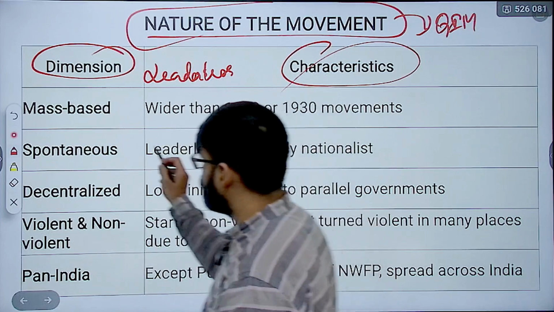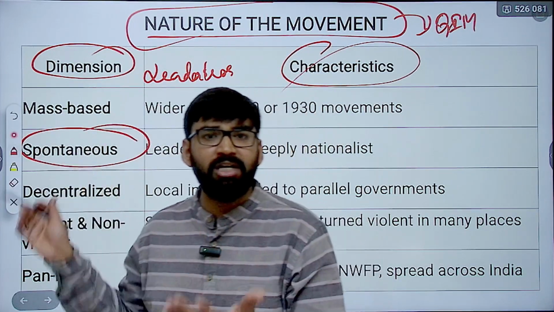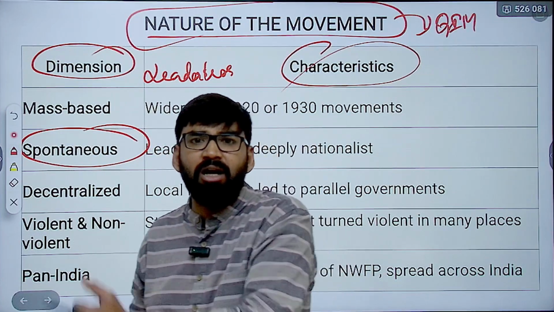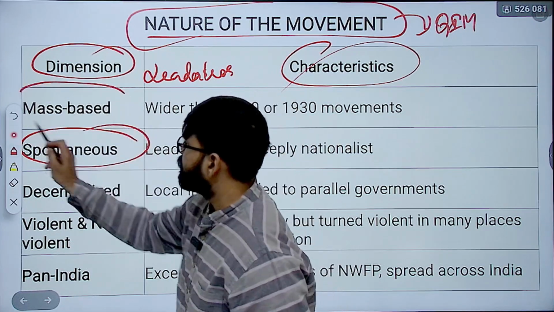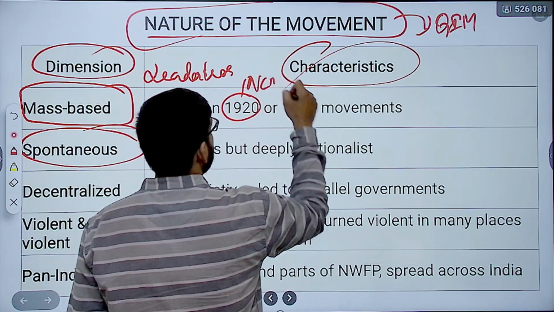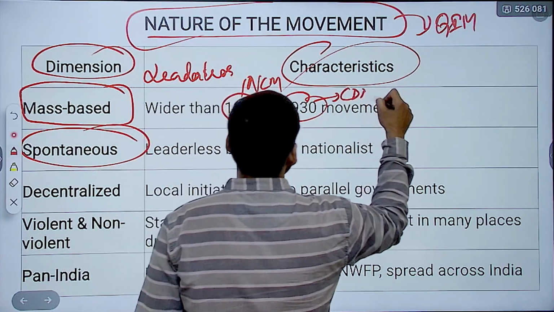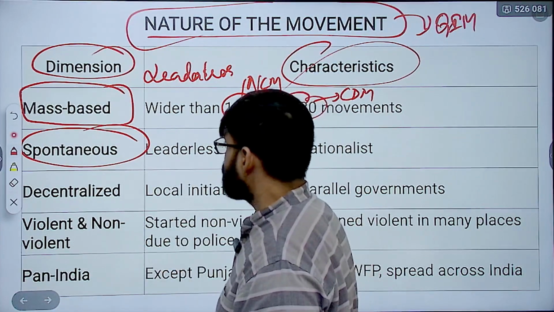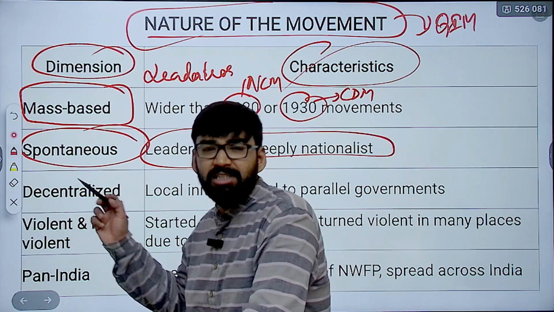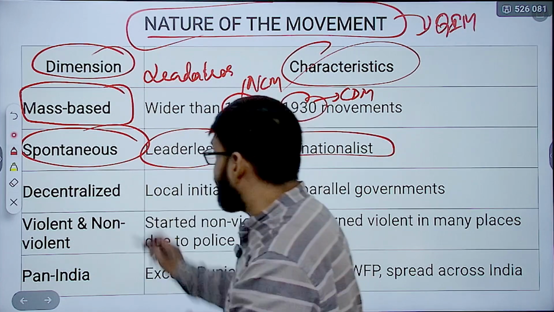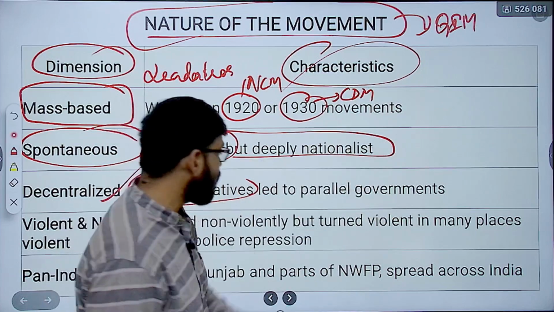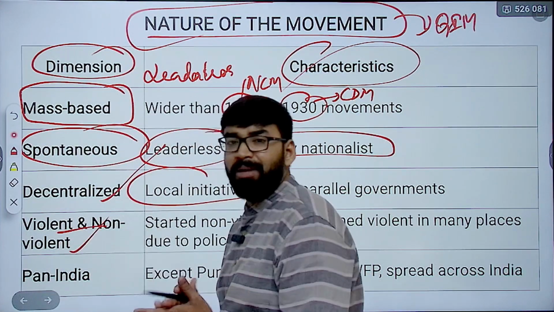And then this movement spread spontaneously. Youth participated, students participated, peasants, workers, underground networks, all these things. So this movement was mass-based, wider than the 1920 NCM, wider than the CDM. 1 lakh people were arrested. Spontaneous, leaderless, but deeply nationalist in nature. Peasants handled this movement. Then decentralized, local initiatives led to parallel governments. Underground governments were there. Then violent and non-violent methods were there.